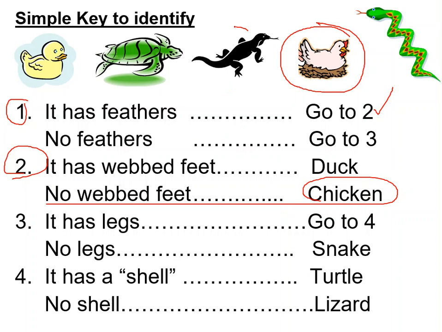What if you didn't know what the lizard was? You're like, I don't know what this thing is here. Let's do it. It has feathers, go to 2, or no feathers, go to 3. Okay, well, there's no feathers on it, so let's go to number 3. It has legs, or it has no legs? Well, it has legs. Go to 4. It has a shell or no shell? Well, no shell, so it's a lizard. Boom, right? Obviously, this is a pretty easy, straightforward one, but that's the gist of how to use a dichotomous key.